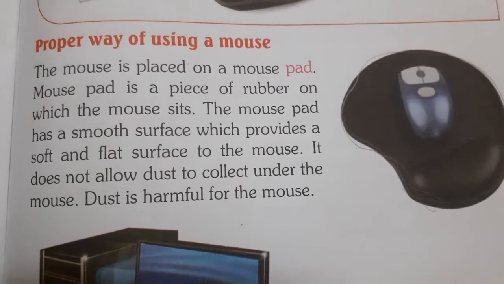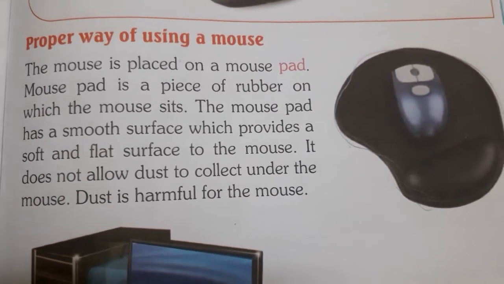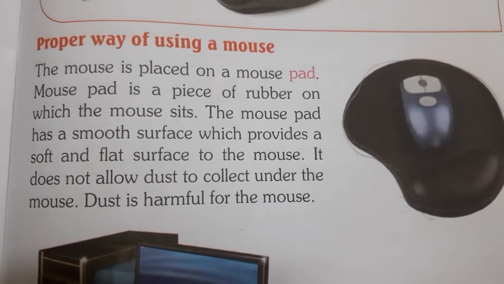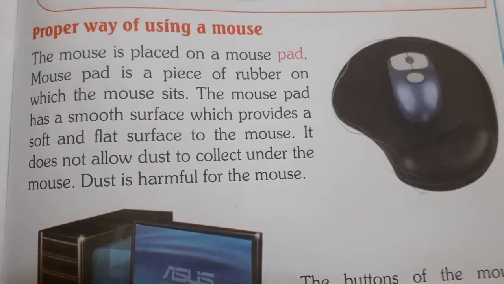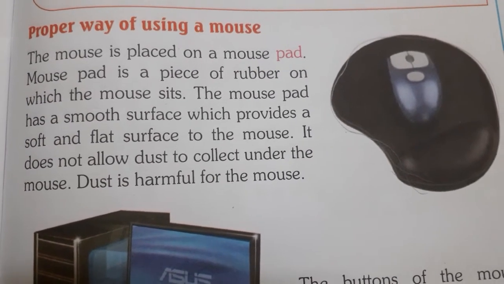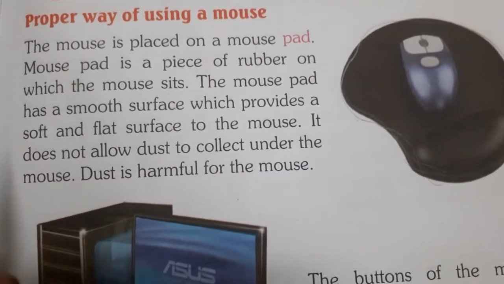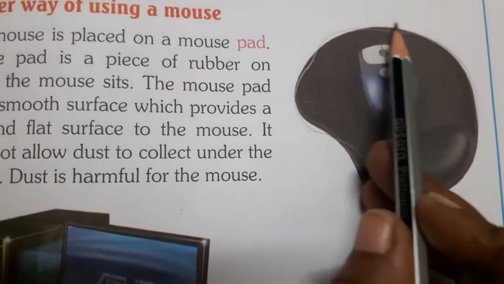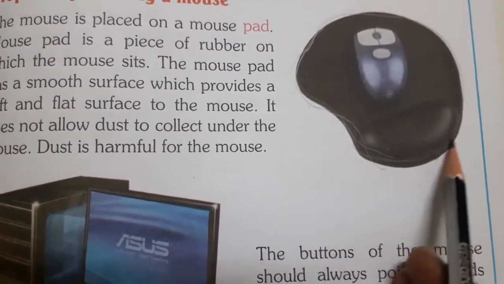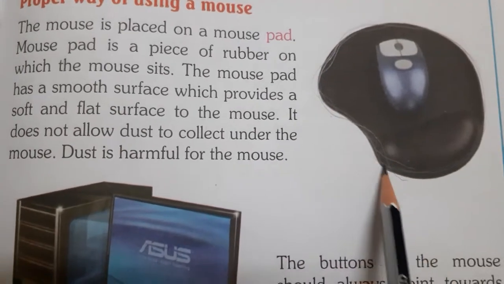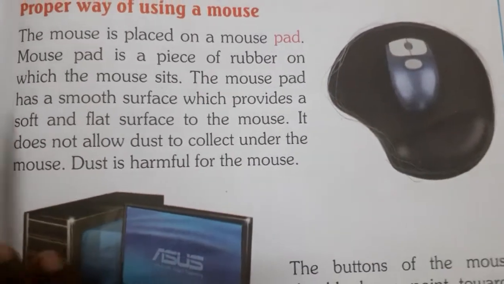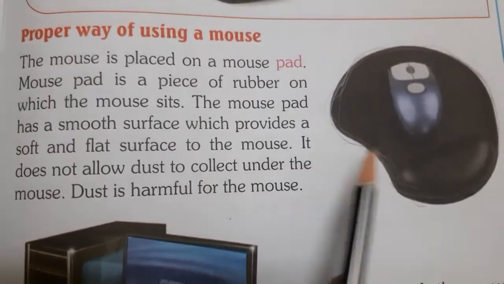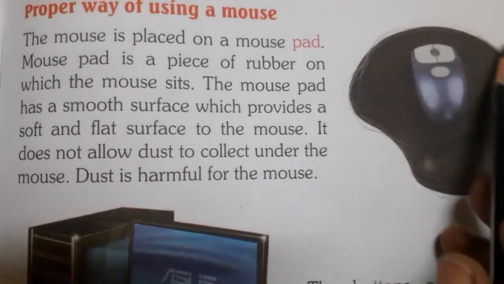Children, we always have to use our mouse and keep our mouse very carefully, because if the mouse gets dust, it will not work. So how will we keep our mouse safe, children? Now we will see. The mouse is placed on a mouse pad. See, children, this is a mouse pad. See how it looks. This is a mouse pad and it is made with rubber. A mouse pad is a piece of rubber on which the mouse sits. Always we have to keep our mouse on this mouse pad.